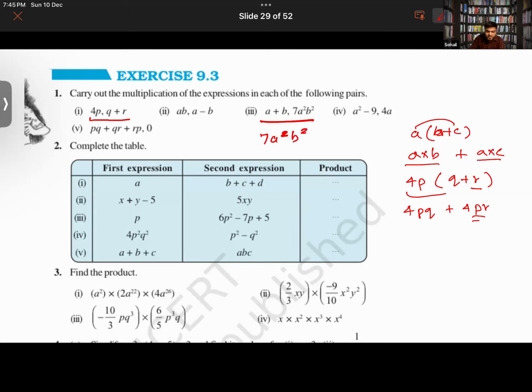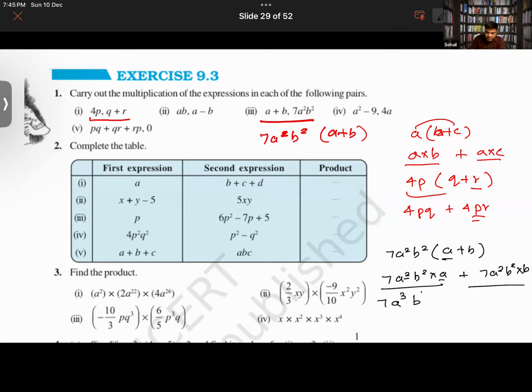7a square b square times a plus b. Yes, that will be what? 7a cube b square plus 7a cube b cube. 7a cube b square will come first, no? See, 7a square b square into a plus b. First of all, we multiply this. Thereby it becomes a square here as well. 7a square b square into b then. So here a square into a, that is 7a raised to the power 3 b square, plus 7a square b raised to the power b cube. It's b cube, right? So like this, you have to carry out.